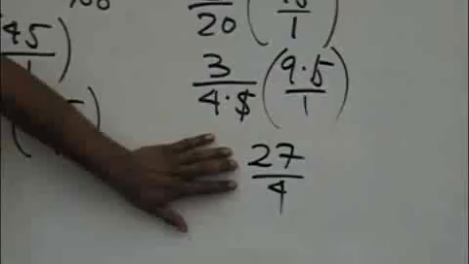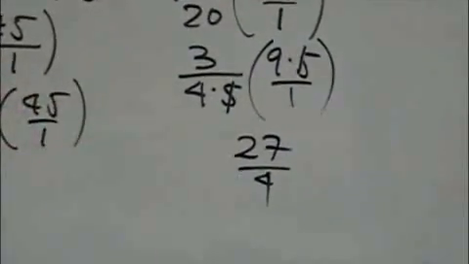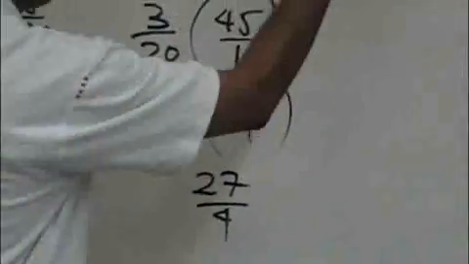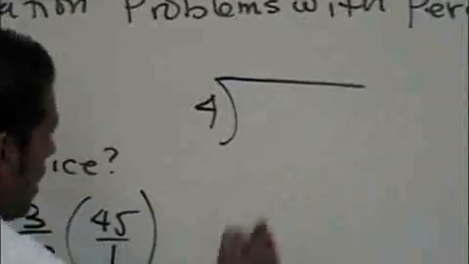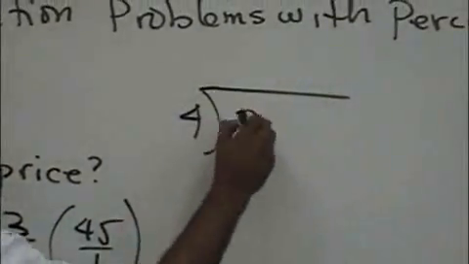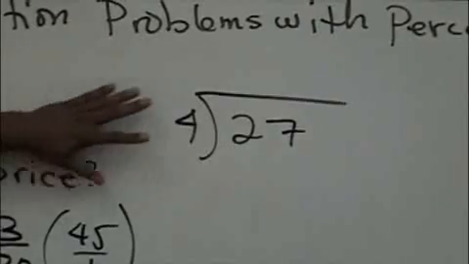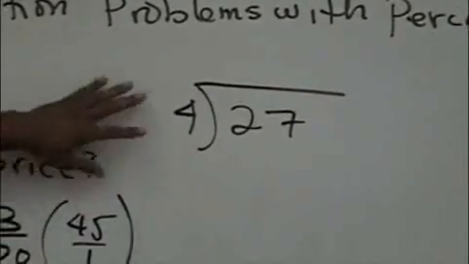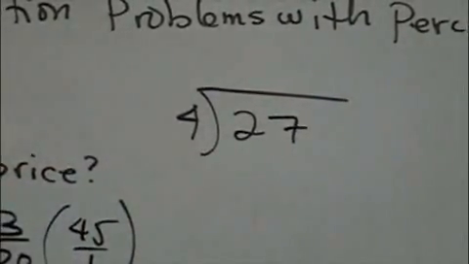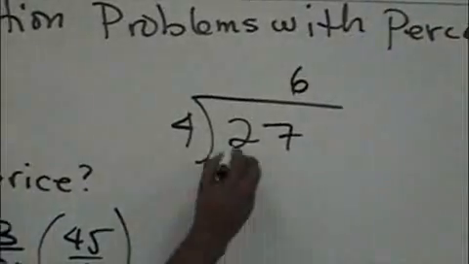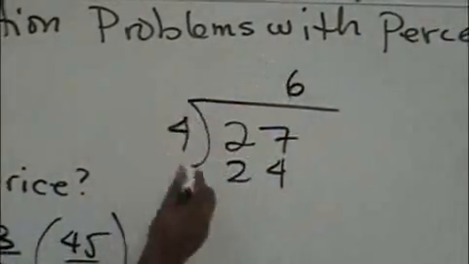So now we're going to do old school division with 27 over 4, where the denominator goes on the outside of the division house, and 27 goes on the inside. We should be very familiar with this type of division. How many times does 4 go into 27? That will be 6 times. 6 times 4 is 24.